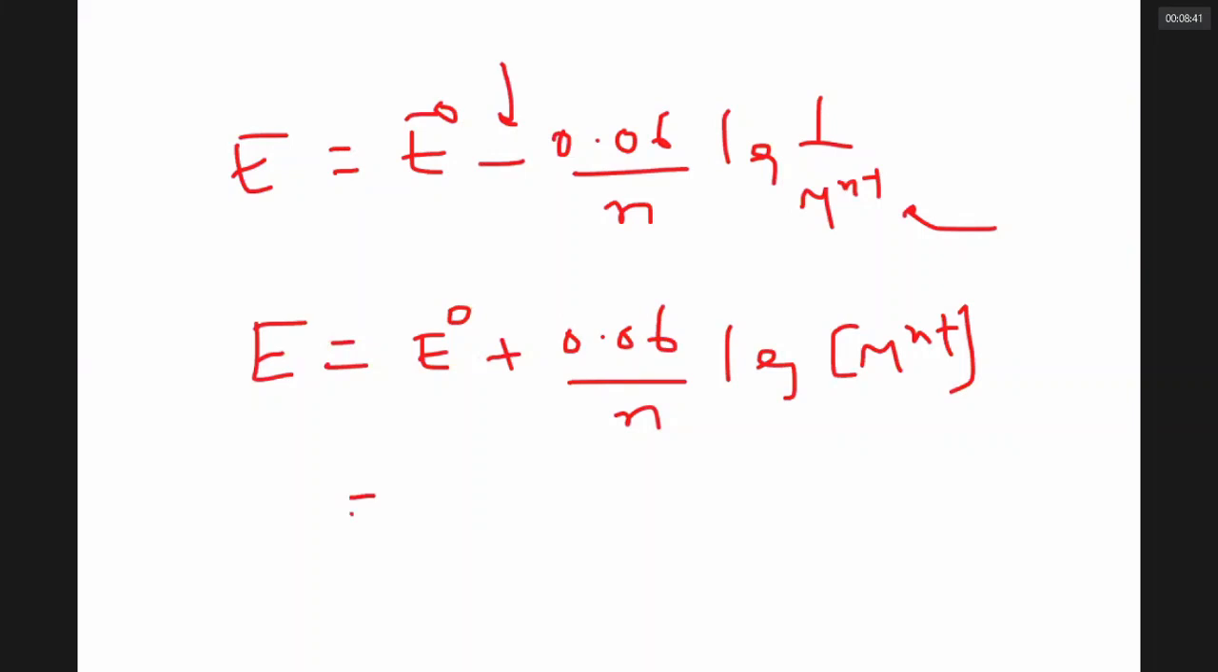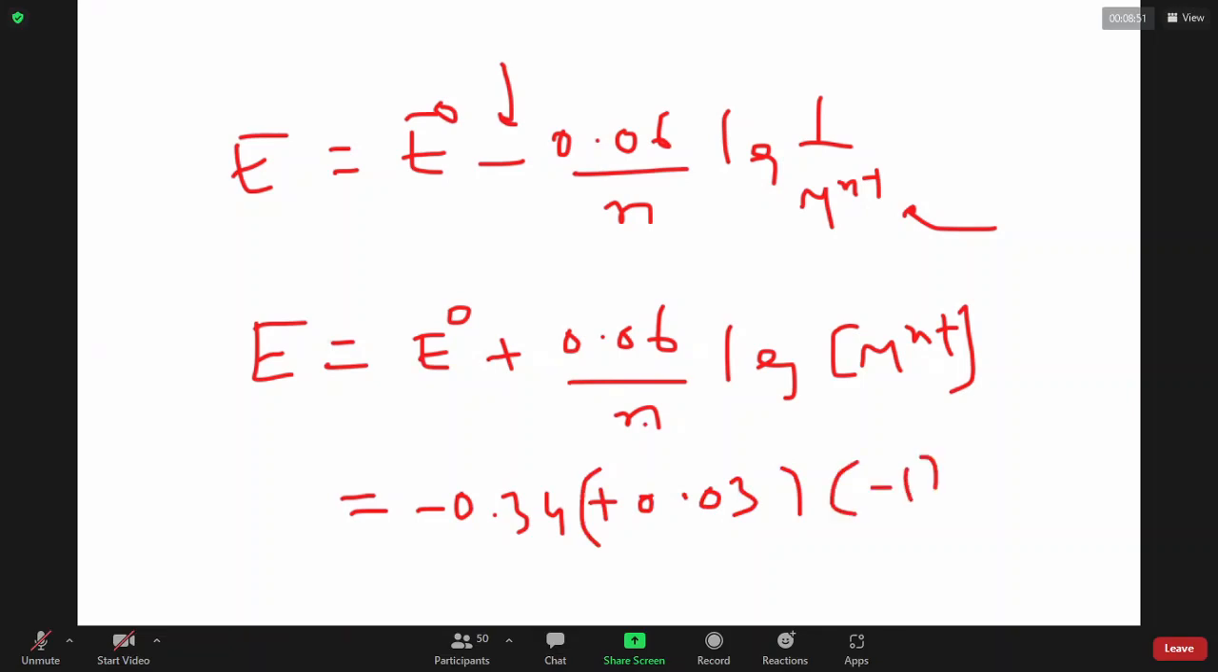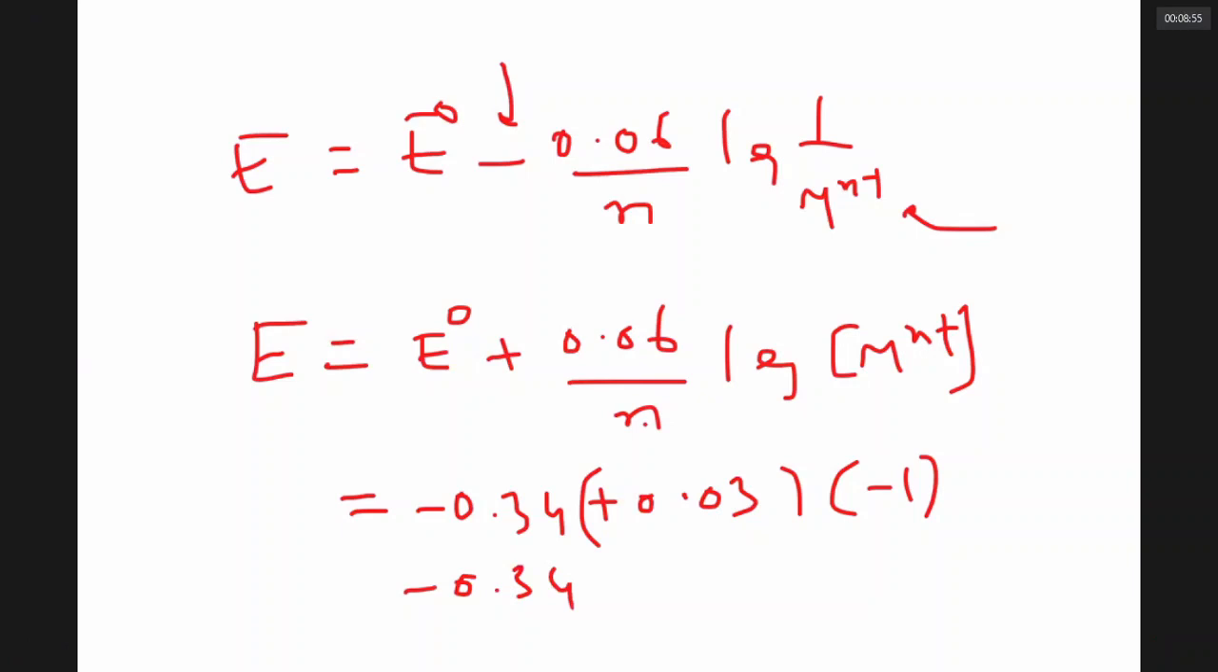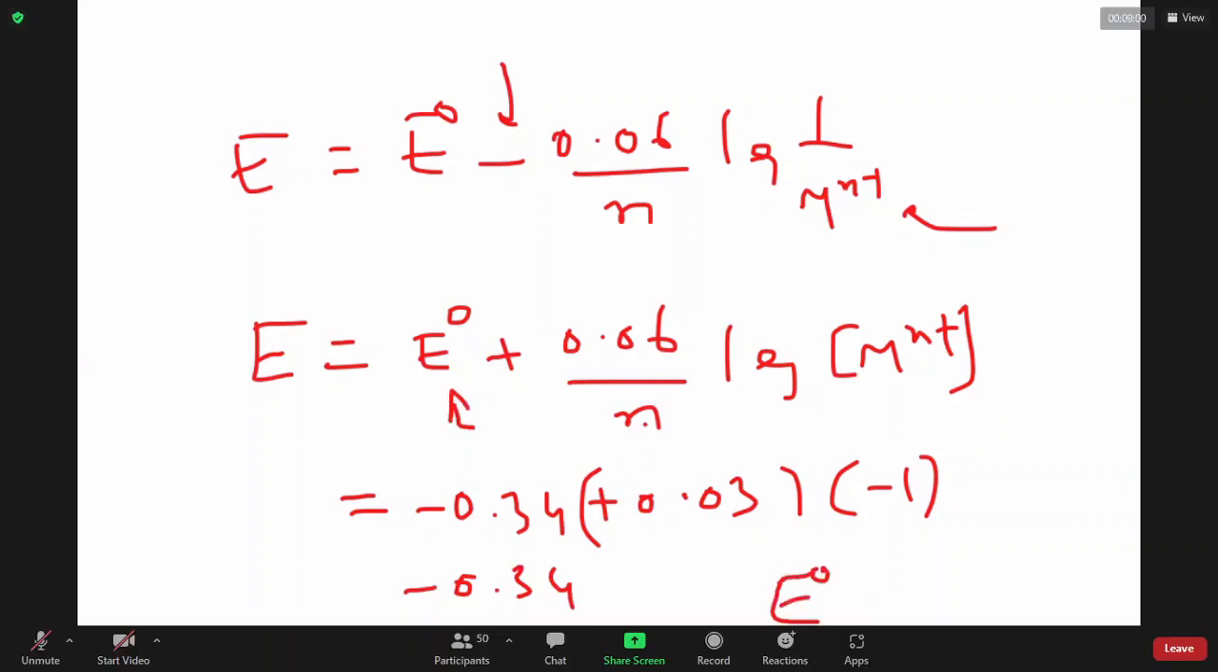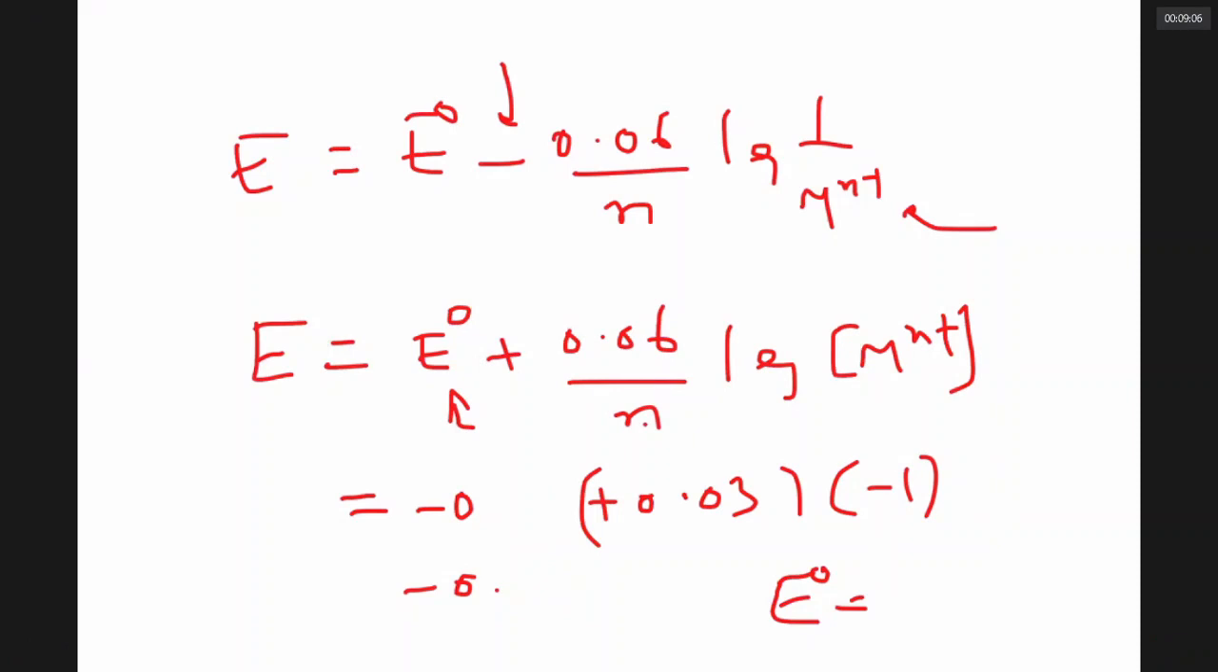Sir, here it is minus 0.34. N value is 2, so it is 0.03 into minus 1. No, I am saying about E naught. E naught is 0.76 for zinc. E naught is equal to 0.76, whatever the value. I'm sorry, it is 0.76. Okay?